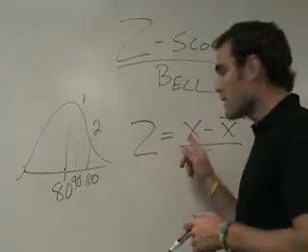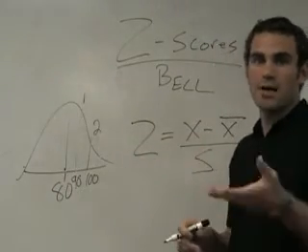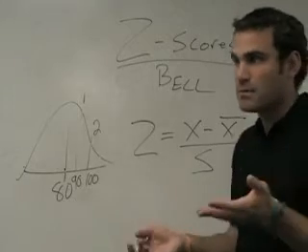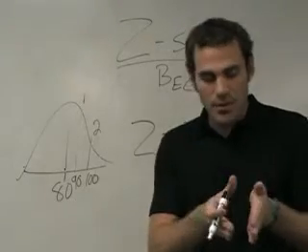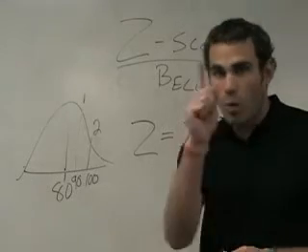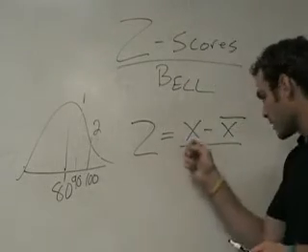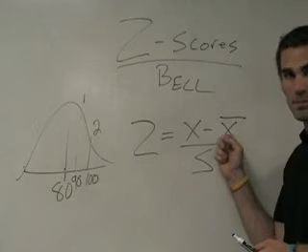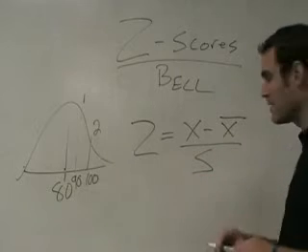But maybe you're talking about melting metals. Yeah? And you're looking at the melting point of aluminum. Not xi, just x. Okay, so z equals x minus x bar over s. S is the standard deviation.